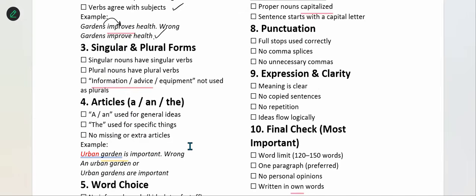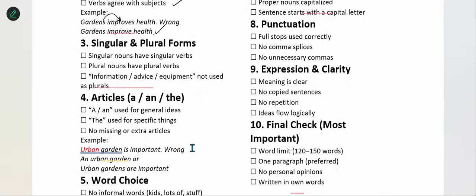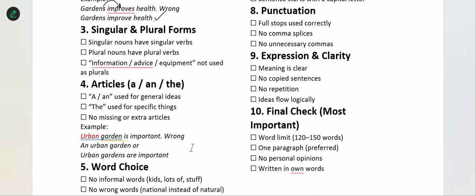In a similar way, article mistakes: a is used for general ideas, the is used for specific things, with no missing or extra articles. For example, "urban garden is important" is wrong. Right is "the urban garden" or "an urban garden", or say "urban gardens are important".